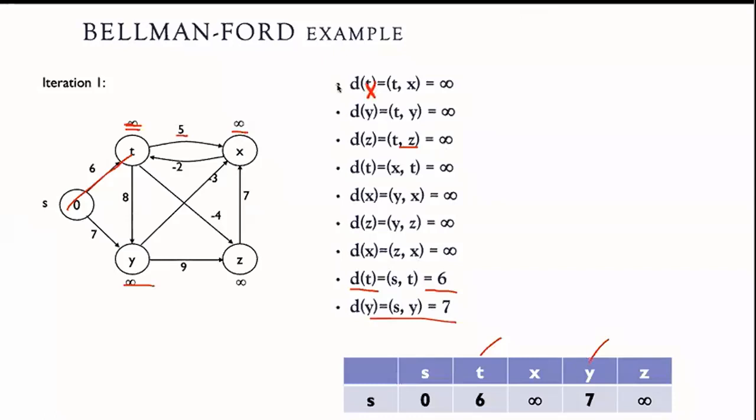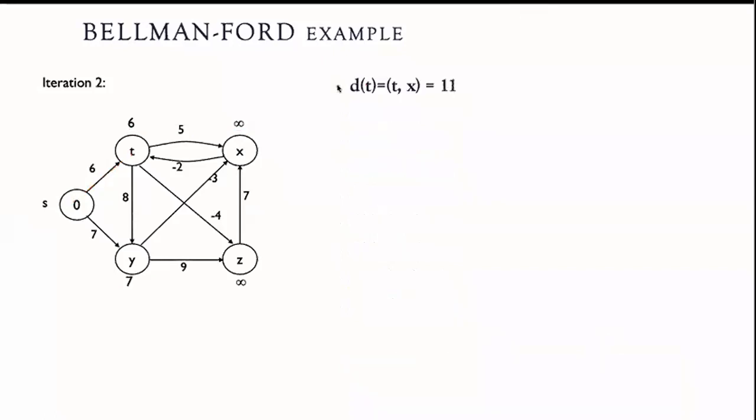In the second iteration, okay, in the first iteration, we have updated distance of t and distance of y. So in the second iteration, we shall see edge t to x I will take. Consider edge t to x. Now we got the distance of t. So 6 plus 5 is less than infinite. So update the distance of x to 11.